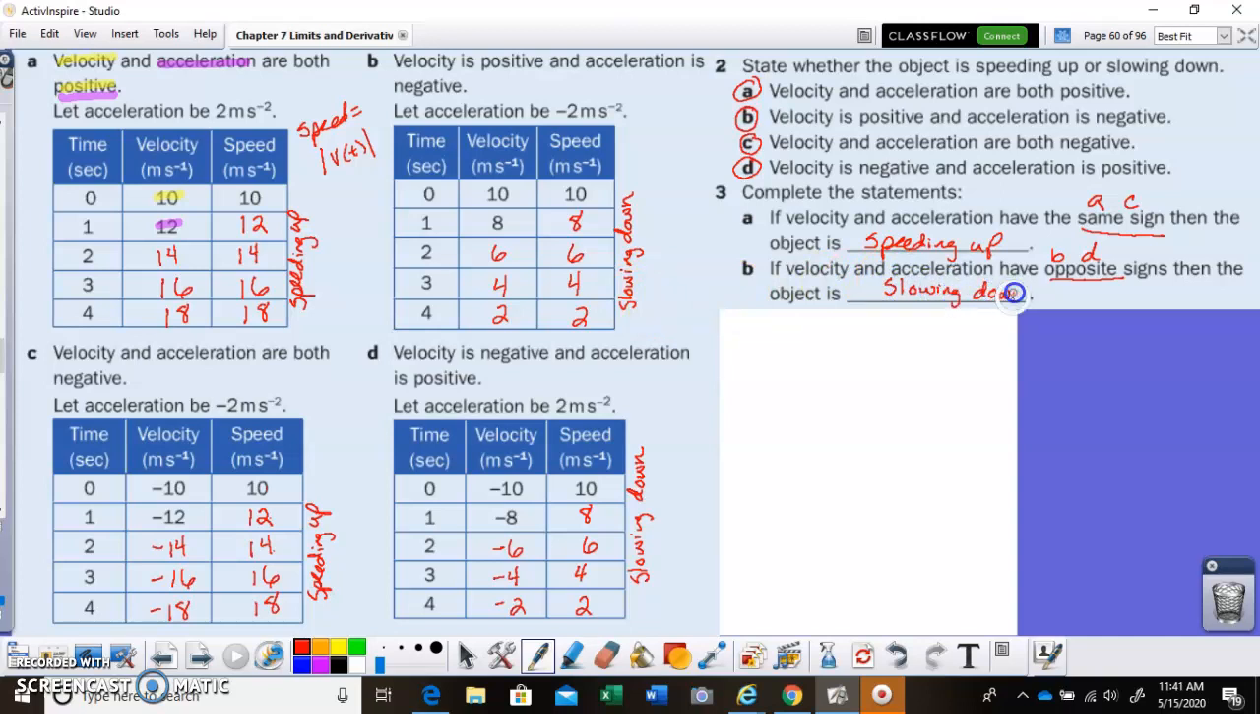All right, now we have seen some IB questions that just say, if the velocity is positive and the acceleration is negative, what's happening? You have to make that understanding of what's happening. So you are actually referring to the speed. You just have to remember that speed is the absolute value of velocity. So when our signs match, we're speeding up. When our signs are opposite, we're slowing down.